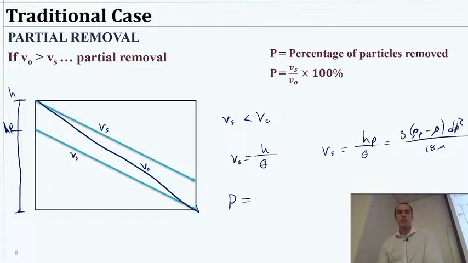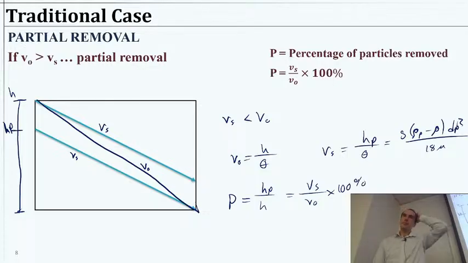the percentage removed will simply be, just as we see over here, the HP over H, or we can write it as Vs over V naught. We're going to multiply it by 100% to get it into percent. Okay, and again, that's because we have some Vs here where it is going, from some height and being removed in our time, and we just want to compare that with what we designed it for, or what the reactor's design velocity is.